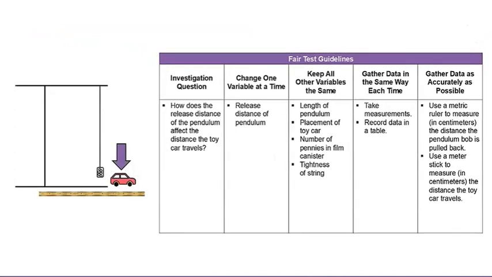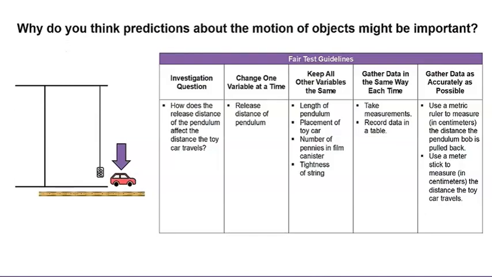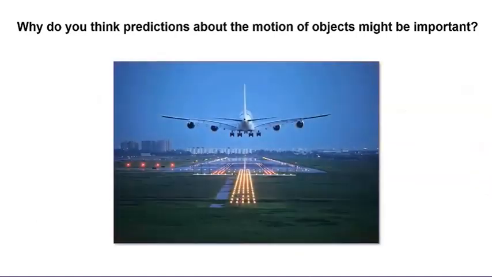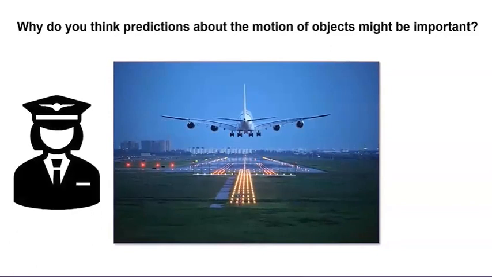Our investigation can help us predict the motion of an object, the toy car. Why do you think predictions about the motion of objects might be important? Imagine you are at an airport and a pilot is about to land an airplane. Why does the pilot need to be able to predict the airplane's motion? I wonder what will happen if the pilot doesn't predict the correct motion. If a pilot doesn't predict the motion correctly, the plane might run off the runway.